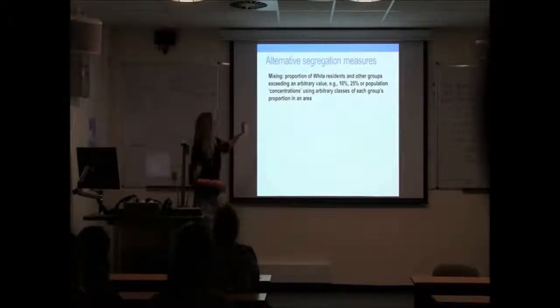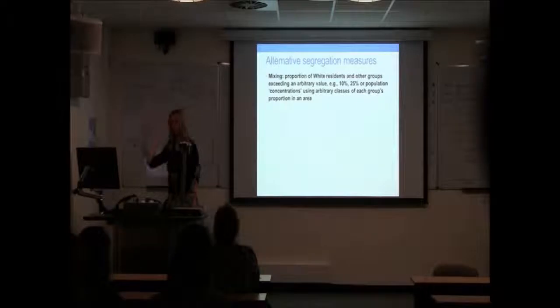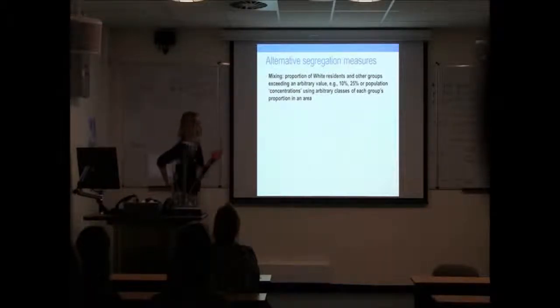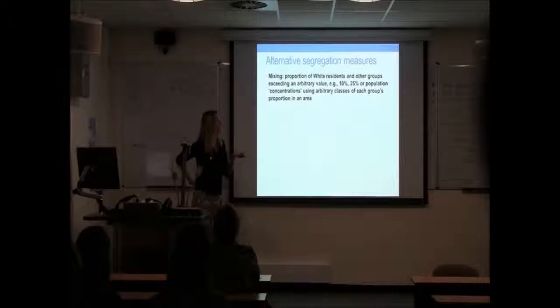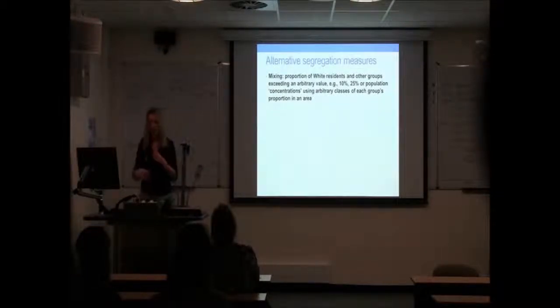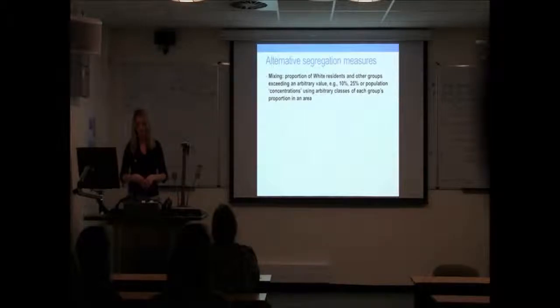Mixing is one alternative measure of looking at segregation. This is really very simple, but it is used. So for example, the proportion of white residents and other groups exceeding some sort of arbitrary value, for example 10% or 25% of an area. You could look at population concentrations using arbitrary classes of each group in a population area. Okay, so an area is concentrated if it contains 80% or more of that ethnic group, for example.